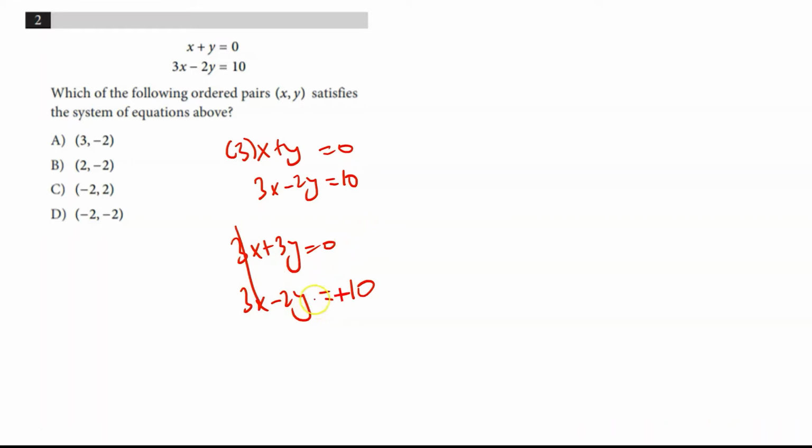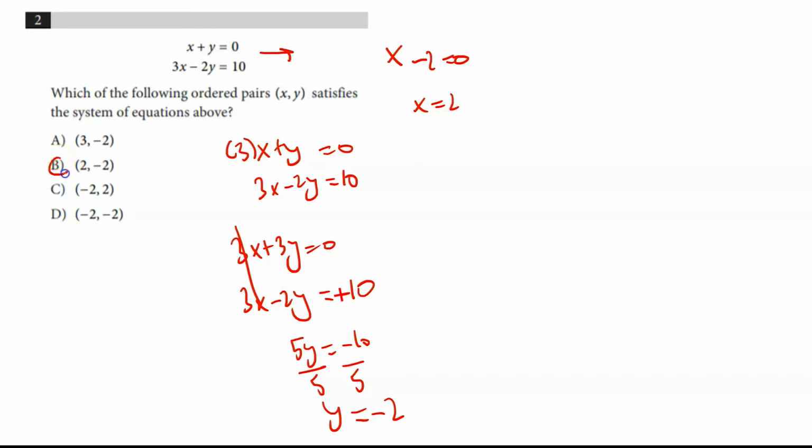Canceling the x's there, solving for y, we have that 5y equals negative 10. Dividing both sides by 5, y equals negative 2. We can plug this back into the top equation, so we have that x minus 2 equals 0. That means x equals 2. This is our solution.